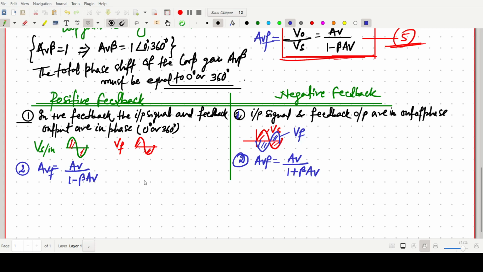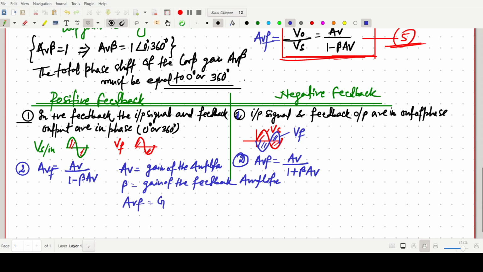Where this AB, in both the cases, is the gain of the basic amplifier, and beta is the gain of the feedback amplifier. And ABF is the gain with feedback.